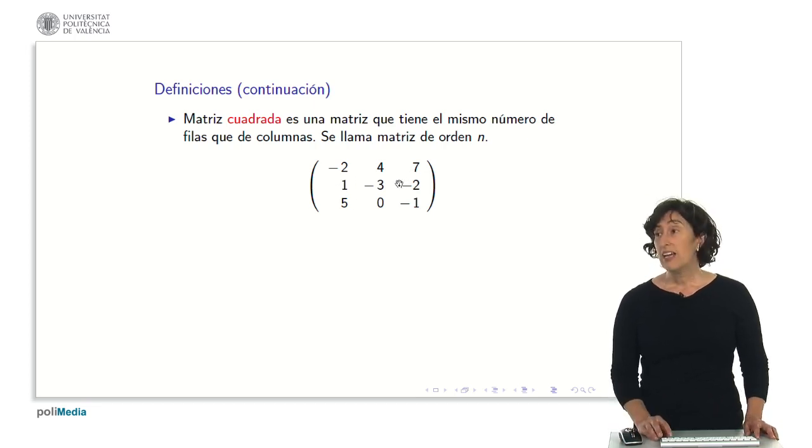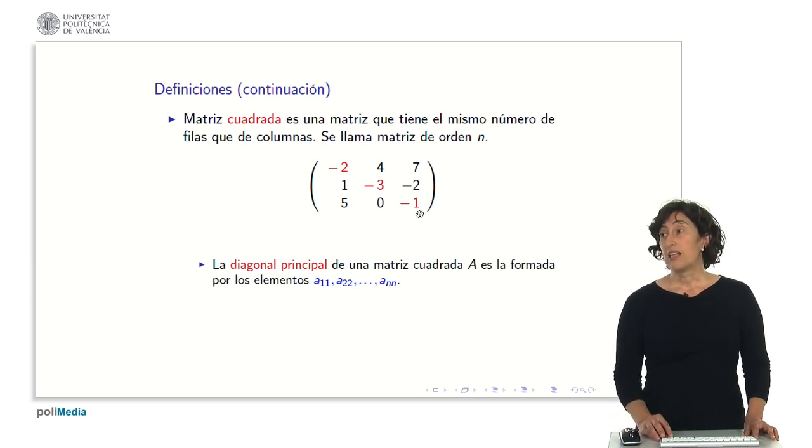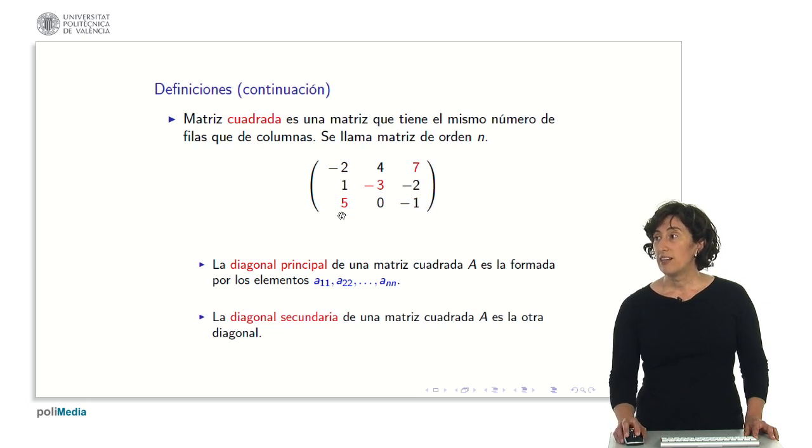And within the square matrices, it is usually talked about what we call the main diagonal, this diagonal here. If this is a square, then it is the first diagonal that we can build. We can also talk about the secondary diagonal, which is the other diagonal that we would build.